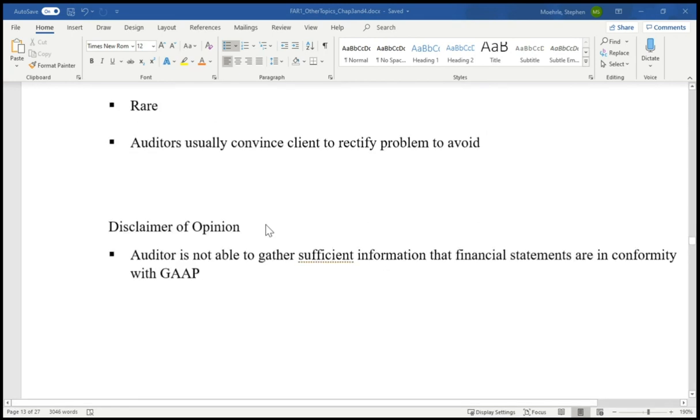Finally, there's possibly a disclaimer of an opinion. Here, the independent auditor is saying, we're just not able to gather sufficient information to opine that the financial statements are in conformity with GAAP. These two are fairly rare. And that's an introduction to the audit report.